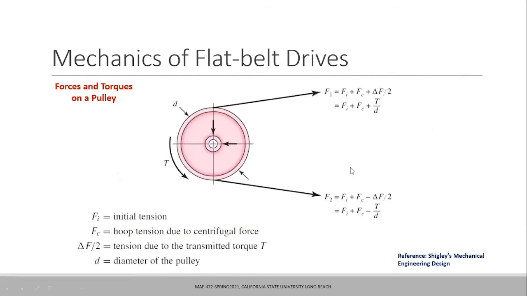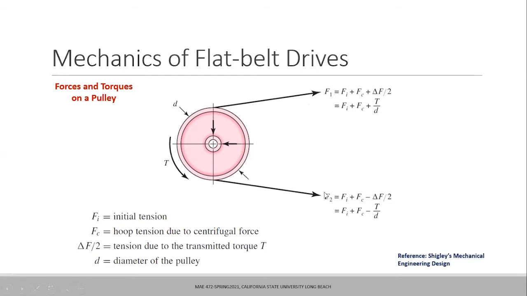Anyways, we saw in the last lecture that the tensions on the two sides of this pulley have different components. F1 is the tighter side tension, and F2 is the loose side tension, and that's the nomenclature we are using: F subscript 1 represents the tight side tension, and F subscript 2 represents the loose side tension.